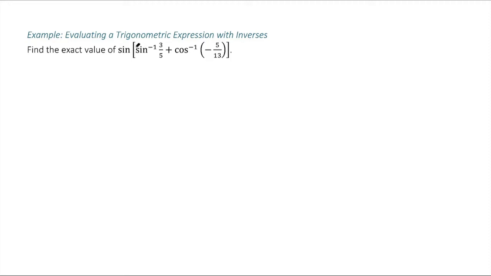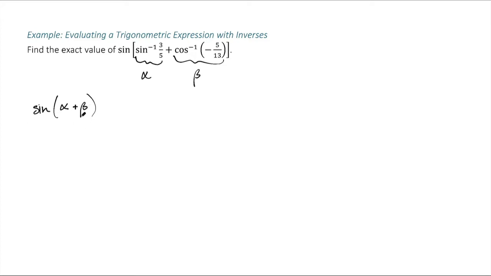Find the exact value of sine of the inverse sine of 3/5 plus the cosine inverse of negative 5/13. All right, so we have here two angles. Anytime you see an inverse trigonometric function, you think this is an angle. So we've got two different angles here. I'm going to call them alpha and beta. And we're looking for sine of alpha plus beta.